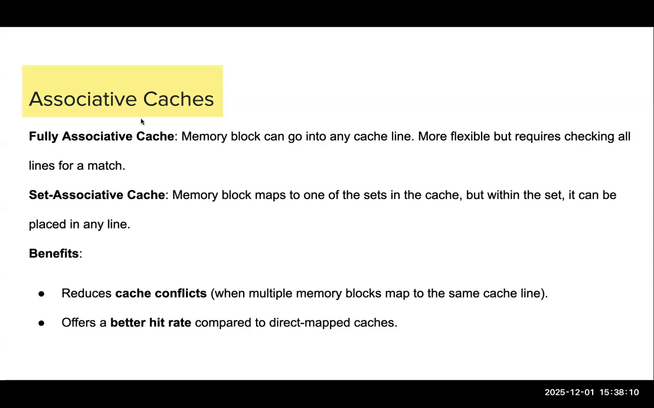Now, set associative. A memory block maps to one of the sets in the cache, but within the set, it can be placed in any line. This balances flexibility with hardware cost. Benefits are that it reduces cache conflicts when multiple memory blocks map to the same cache line, and blocks that would fight for one spot in direct map can now coexist. It offers a better hit rate compared to direct map cache at the cost of more complex hardware.